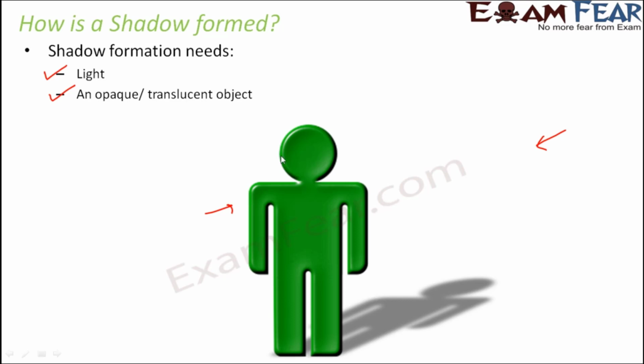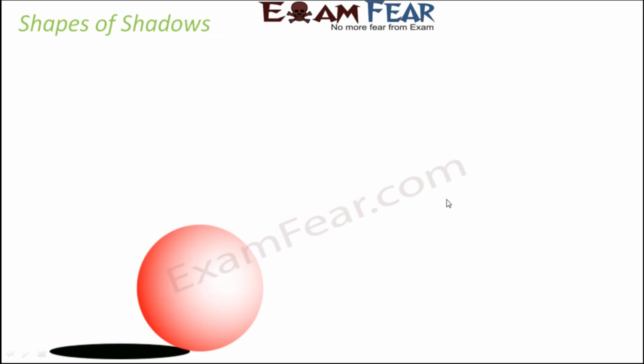Now, if you replace this person with a glass slab, no shadow will be formed, because through the glass slab light will be able to pass through it. So there will be no dark region behind. Now, when you look at the shapes of shadows, you will observe a lot of interesting stuff.